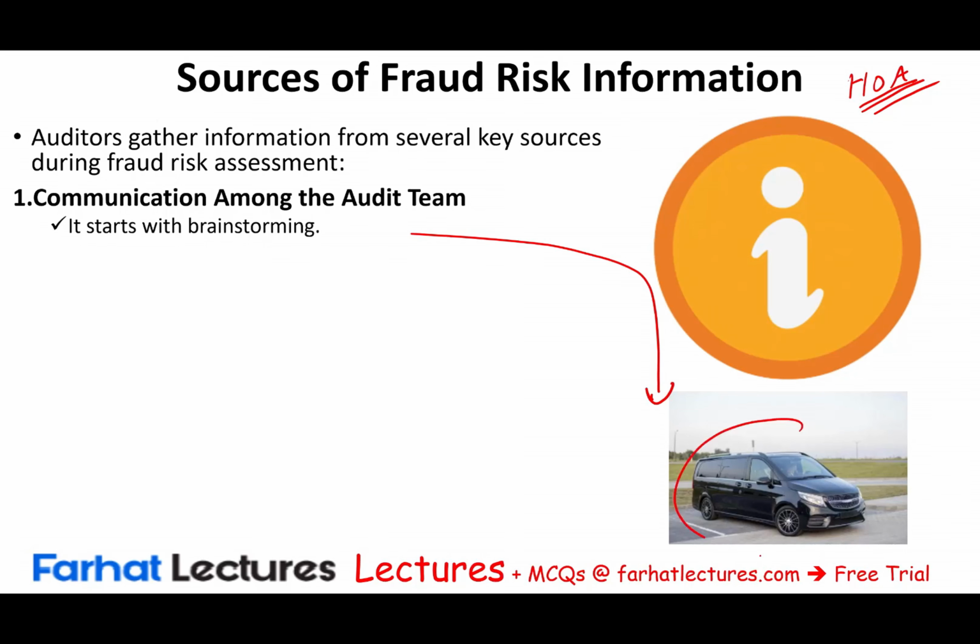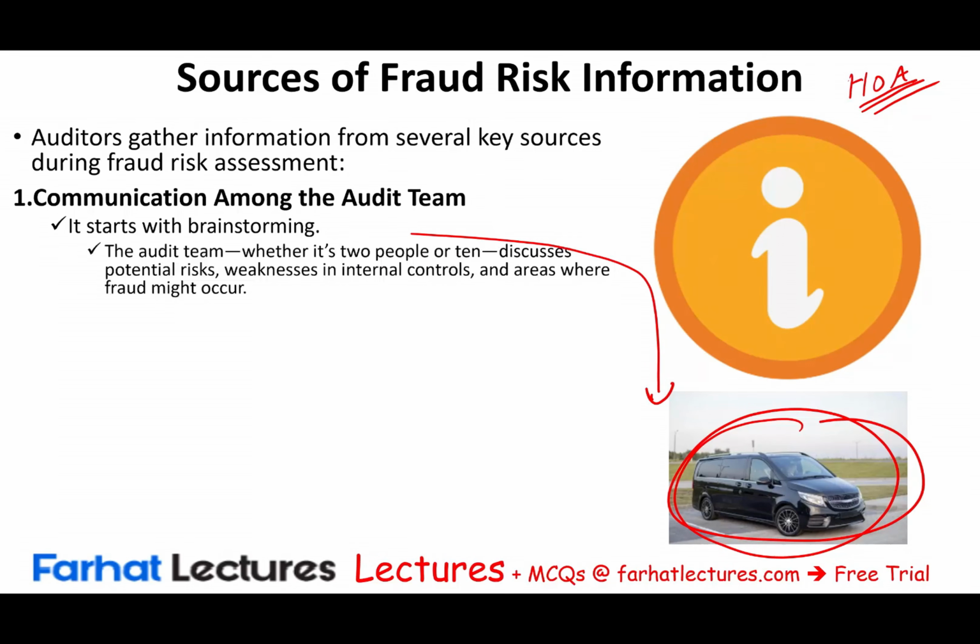As we sat in that van, the senior manager said, let's go ahead and brainstorm some ideas about some possible fraud. So the audit team discusses potential risks, weaknesses in internal controls, and areas where fraud might occur. So we discuss, okay, we're going to be auditing this homeowners association. Let's think about where fraud could occur. And usually, maybe we did conduct a prior audit and we are familiar with this.